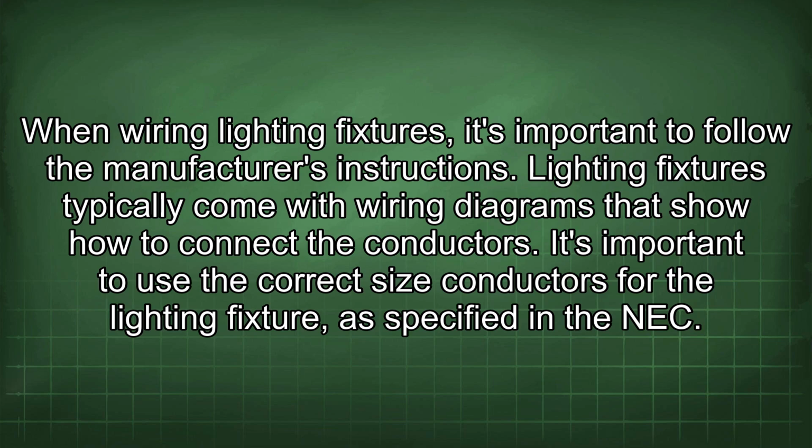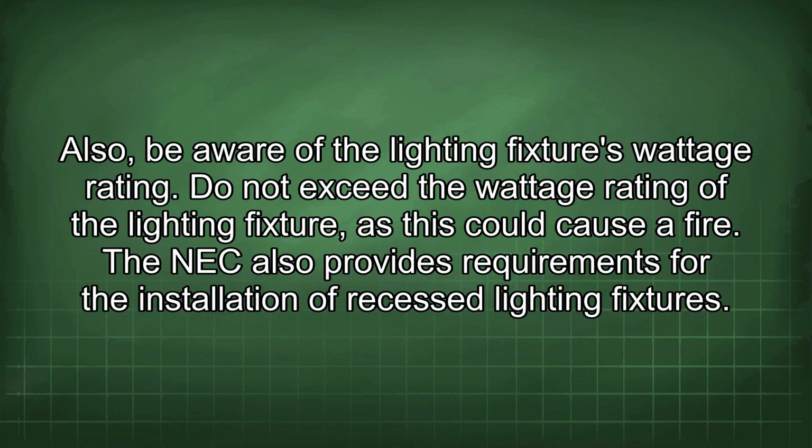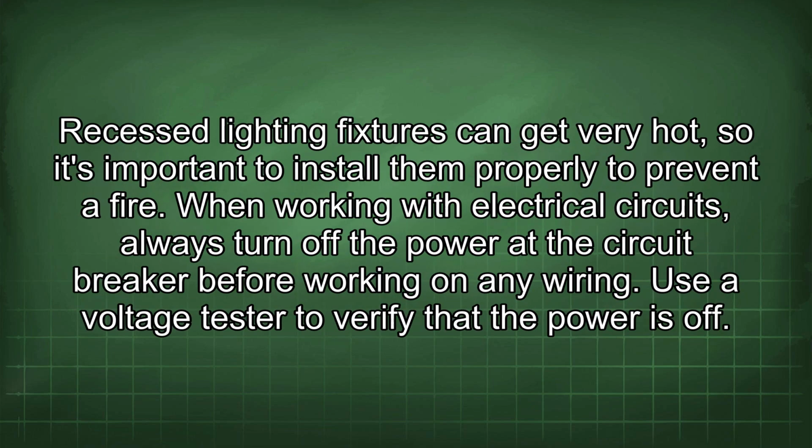When wiring lighting fixtures, it's important to follow the manufacturer's instructions. Lighting fixtures typically come with wiring diagrams that show how to connect the conductors. It's important to use the correct size conductors for the lighting fixture, as specified in the NEC. Also, be aware of the lighting fixture's wattage rating. Do not exceed the wattage rating of the lighting fixture, as this could cause a fire. The NEC also provides requirements for the installation of recessed lighting fixtures. Recessed lighting fixtures can get very hot, so it's important to install them properly to prevent a fire.